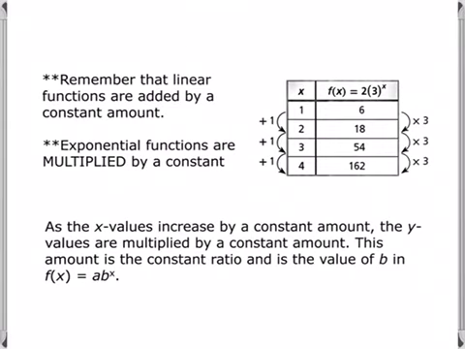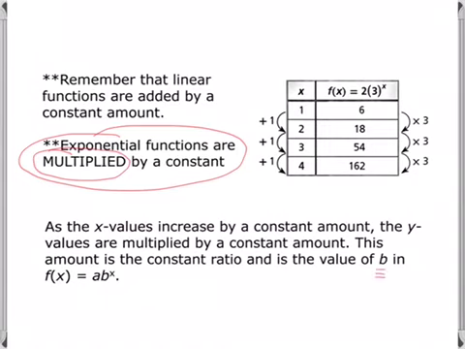Remember from previous chapters that linear functions are when our y values appear to have a pattern of something being added by a constant amount. Exponential functions, on the other hand, are when we have a constant amount being multiplied into our y values. As the x values increase by a constant amount, the y values are multiplied by a constant amount. This amount is the constant ratio and is the value of b in your y equals a times b to the x power.